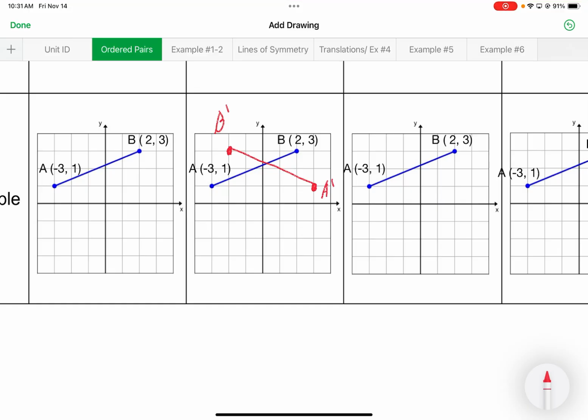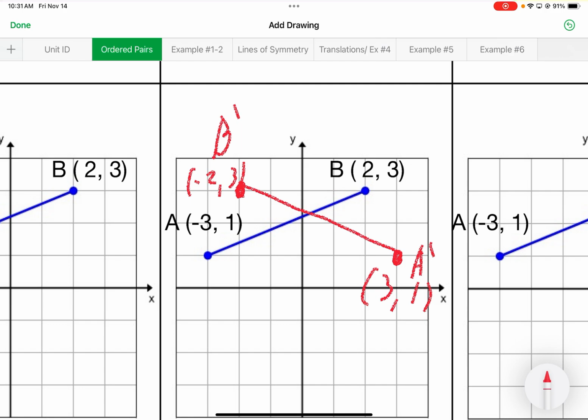Now, let's talk about coordinates. B prime, the coordinates of that ended up being negative 2, 3, and A prime, the coordinates of that ended up being positive 3, 1. So what I want you to do is compare B and B prime right now. Sorry, this is negative 2, and then this should be a 3. Okay. As promised, did my y-coordinate change? From B to B prime, did my y-coordinate change? No, it didn't. Because I moved it to the left. My y value did not change.